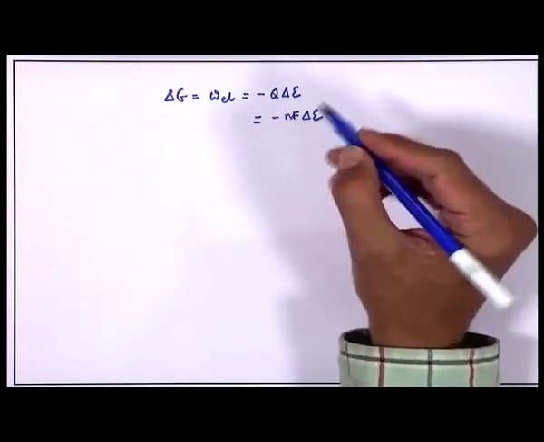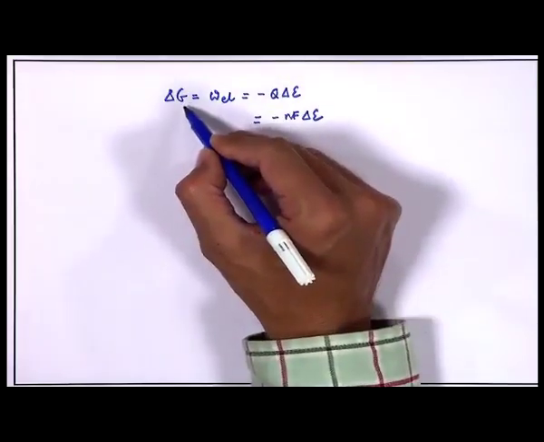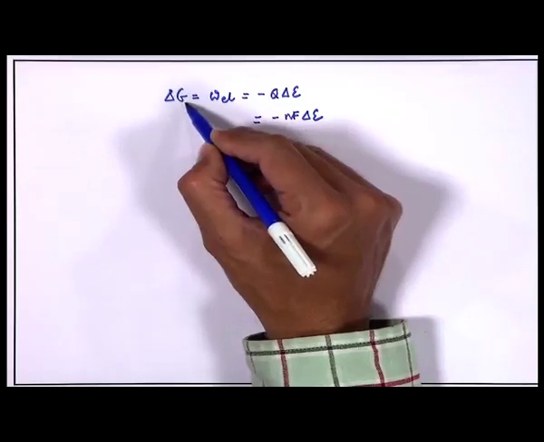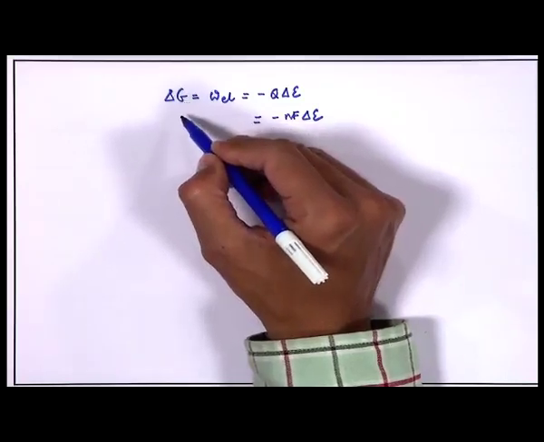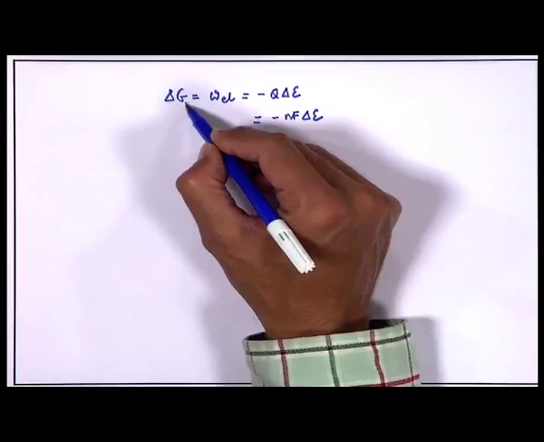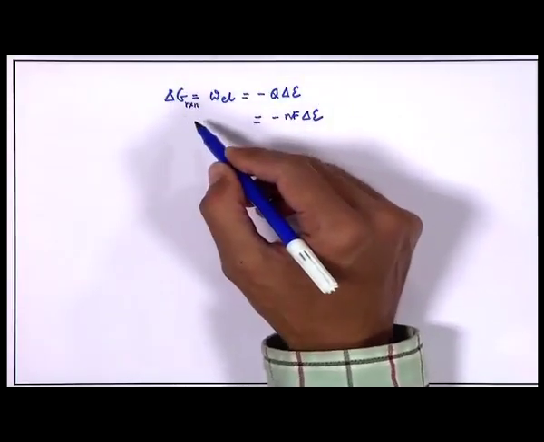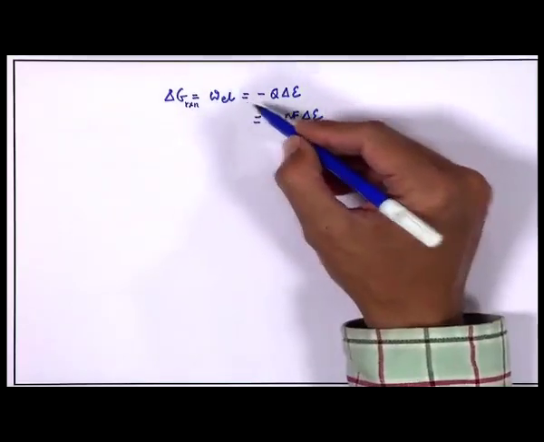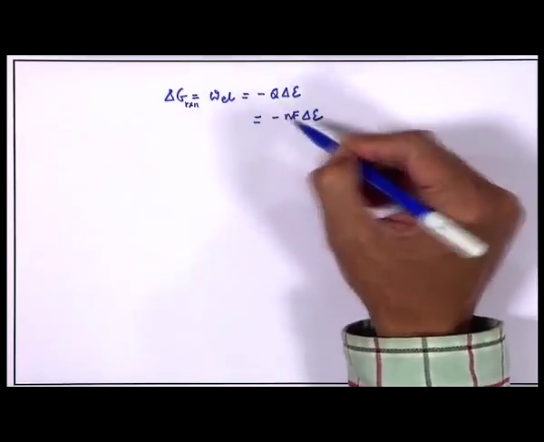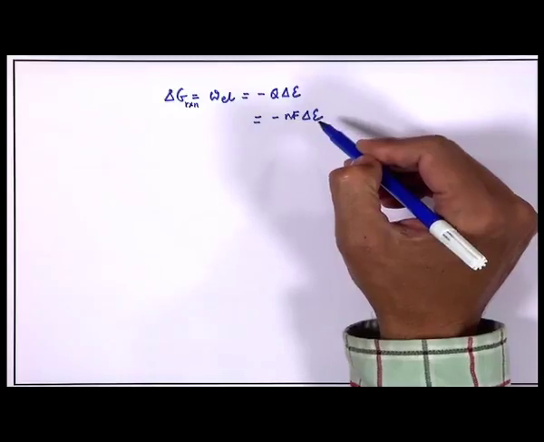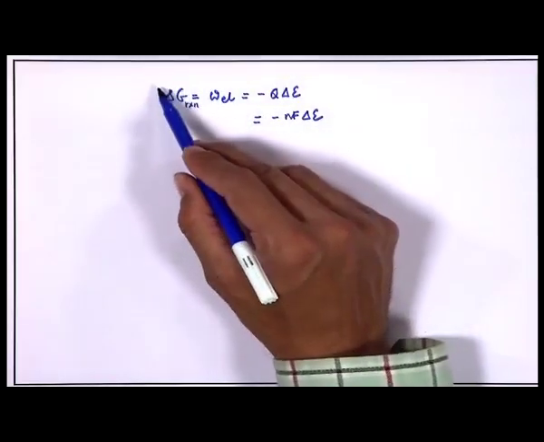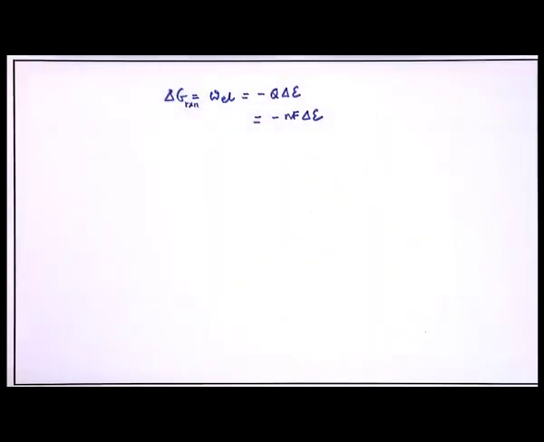So, this delta G is nothing but the delta G of the process involved over there, and this is the chemical reaction. So, it is the delta G of the reaction, because delta G of the reaction is nothing but the net electrical work. Therefore, delta G of the reaction is minus NFE. That is how this relation can be looked at.